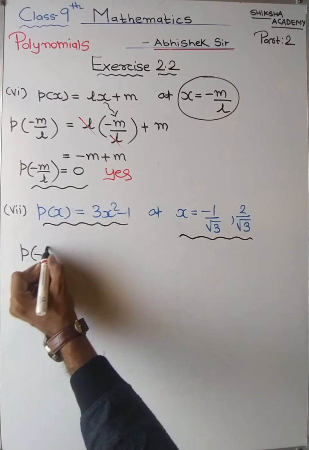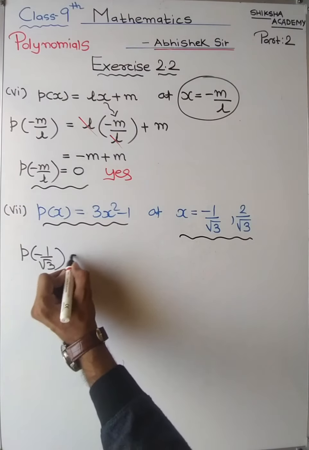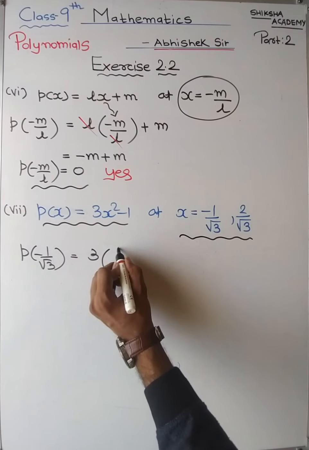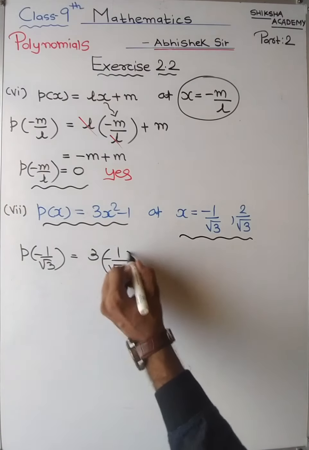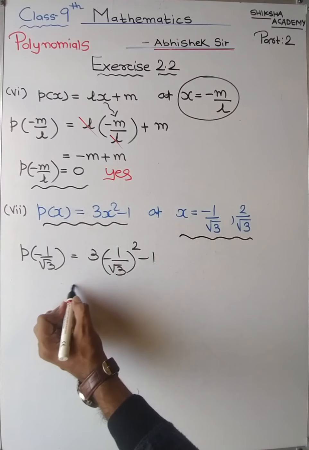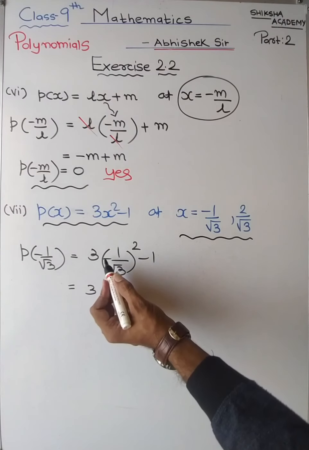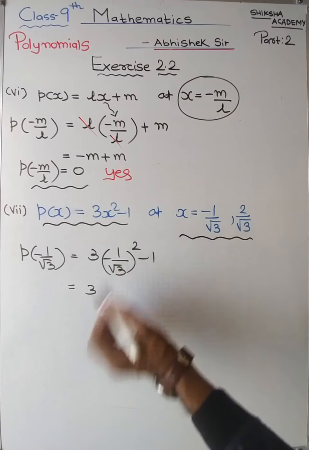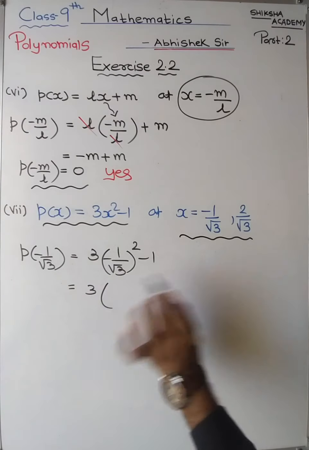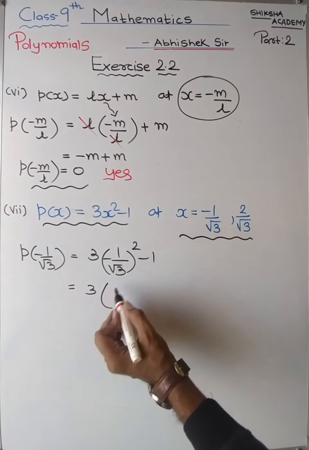P of minus 1 by root 3, it is very easy. Minus 1 upon root 3 whole square minus 1. Let us see what happens. What is the square of negative? Minus square is always positive, so we don't have to put minus. What is 1 square? 1 square is 1.